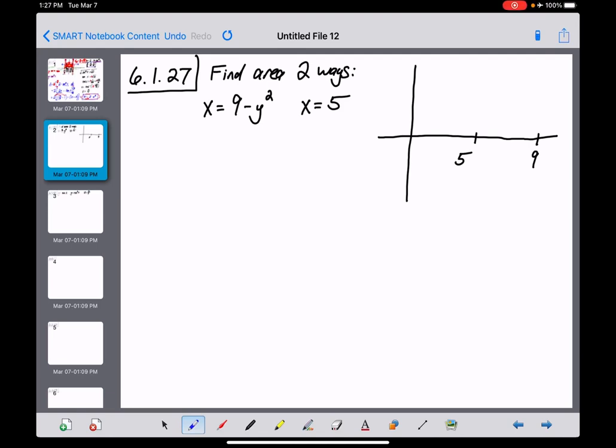Number 27 is asking us to find the area of this region in two different ways, once with respect to x and once with respect to y. And I kind of had a feeling, guys, that just like the problem we did in our notes, they're trying to prove a point here, but let's see where we're at.